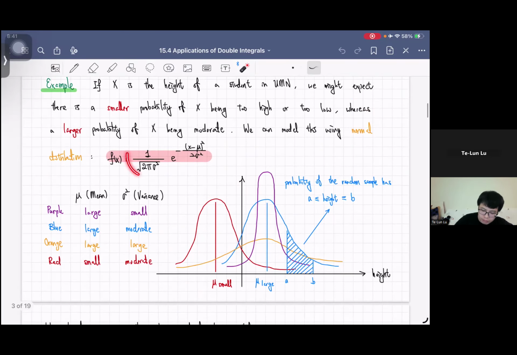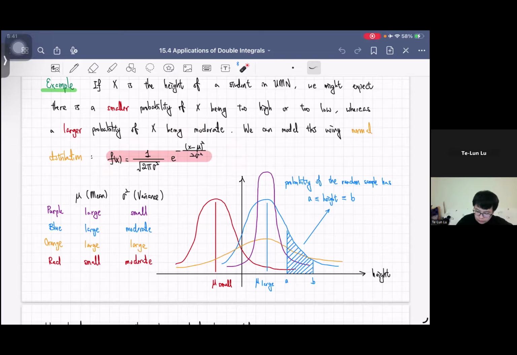We have 1 divided by the square root of 2 pi. Pi is just the number you are familiar with. And sigma squared is called the variance. We will be investigating this later. And exponential to the minus (x minus mu) squared divided by 2 sigma squared. The mu here is called the mean, which we will also develop later. But basically, this is what the curve looks like.